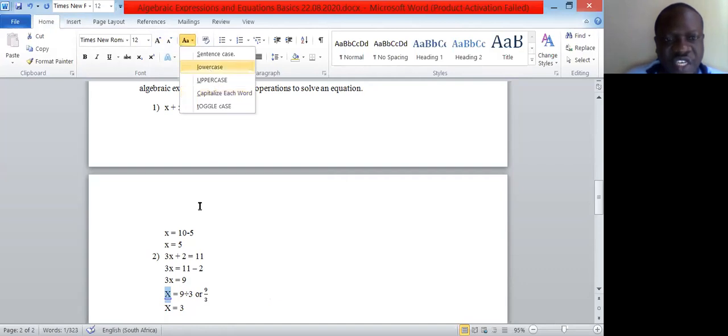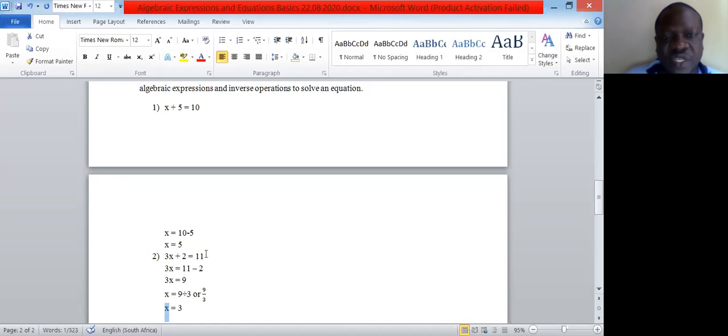And we can check if our answer is correct by substituting back into the original equation and see if the equation balances. Like x is 3, so 3 times 3 here, that's 9, and 9 plus 2, that's 11, which is what is on the right-hand side of the equation. So therefore, our solution is correct. Our solution x is equal to 3 is known as the solution of the equation.